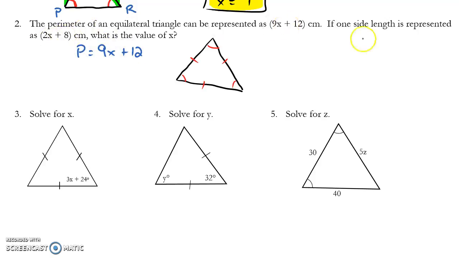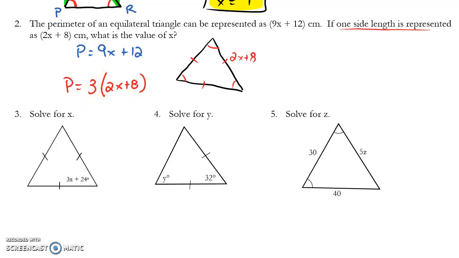Second, they tell me that one side length is 2x plus 8. Well, it doesn't matter which side I choose because they're all 2x plus 8 then. I can write this perimeter with a completely different expression because of the 2x plus 8. So ignoring that I told you that the perimeter is 9x plus 12, take into consideration the fact that one side is 2x plus 8, meaning the perimeter would be 2x plus 8 plus 2x plus 8 plus 2x plus 8, or 3 times 2x plus 8.